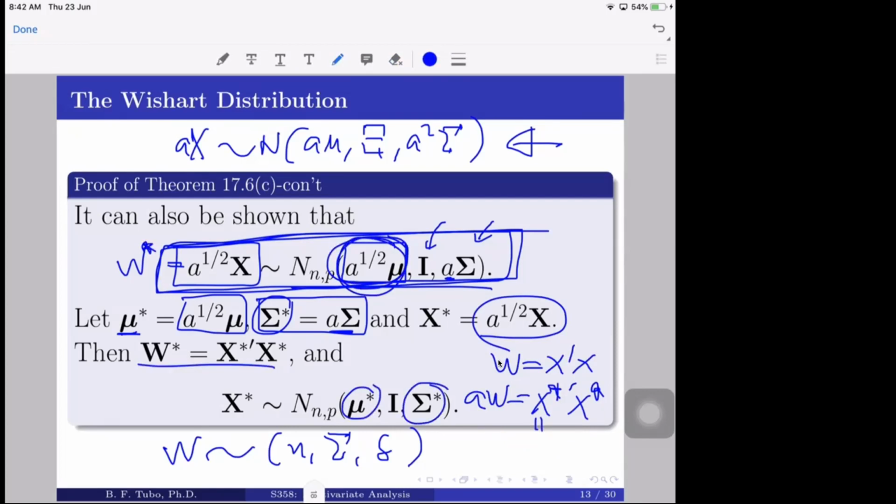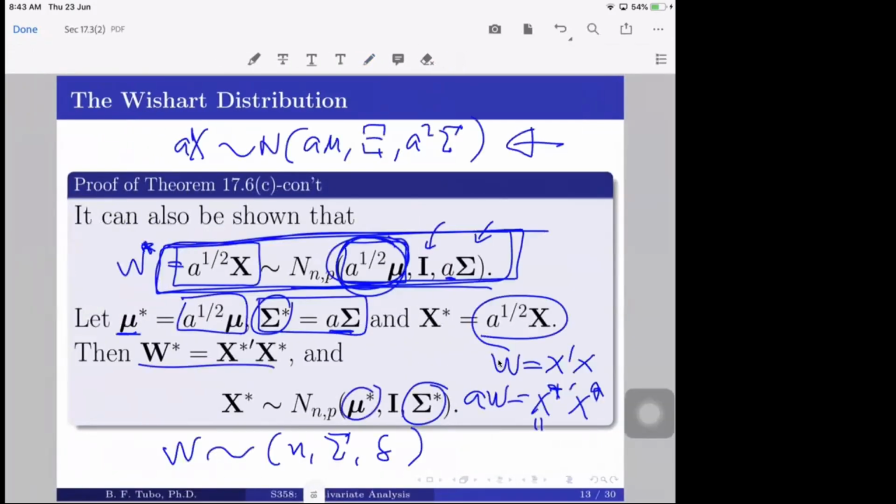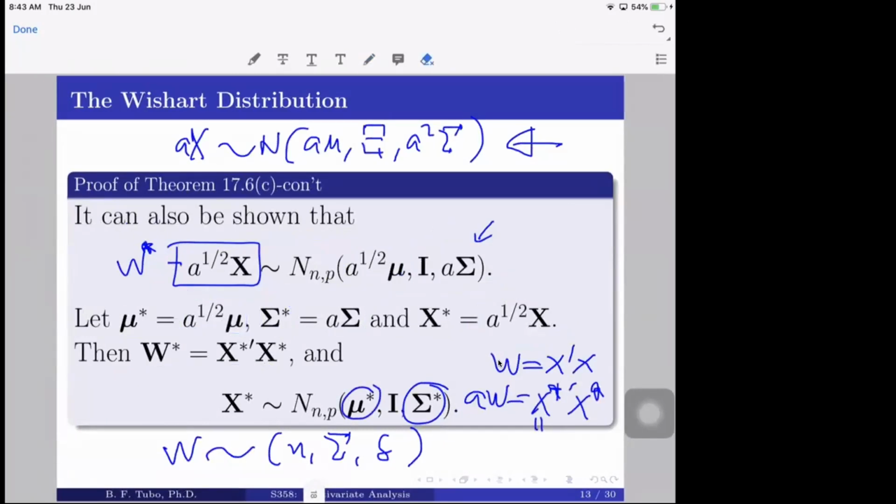So nag-satisfy ni sa tanan requirements for a Wishart distribution, so that it follows that our W star, which is actually our AW, will be Wishart with parameters n, sigma star, but recall the sigma star there was A sigma, and delta star will be mu star prime mu star. Now, our mu star is a raised to the 1/2 mu.